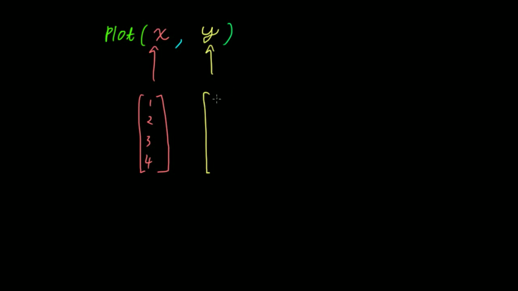Let's say that they're, I don't know, 2, 1, 0, 3 in this situation. Let's just say I pass this into the plot command. What the plot command is going to do is match up this point and the corresponding x point with the corresponding y point.